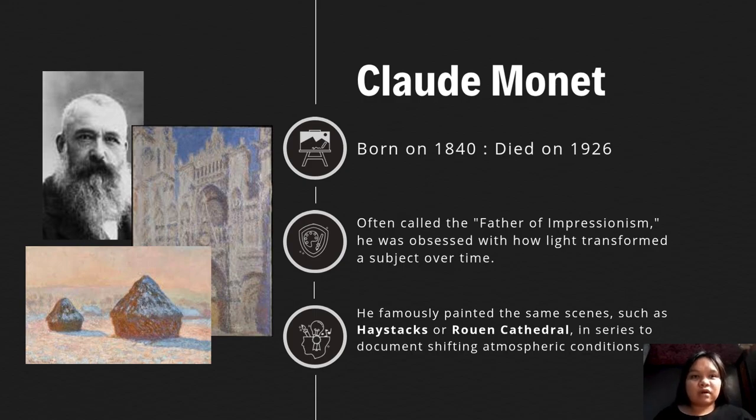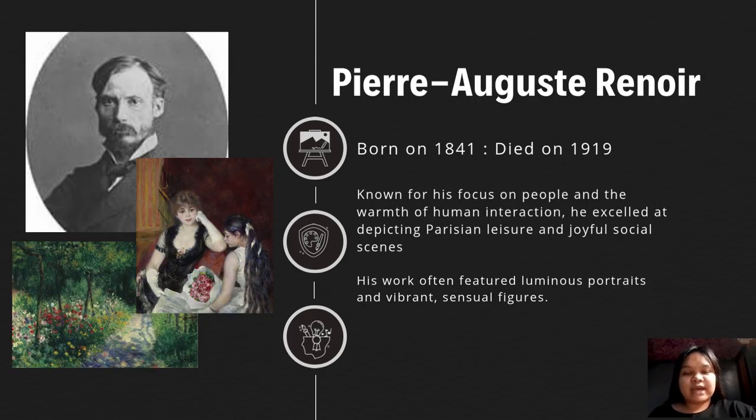So first we have Claude Monet. He was born in 1840 and died in 1926. He is often called the father of Impressionism, as he was obsessed with how light transformed a subject over time. He famously painted the same scenes, such as the haystacks or the ruined cathedral, in a series to document the shifting of atmospheric conditions.